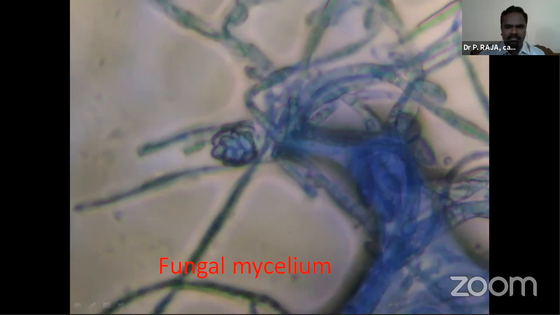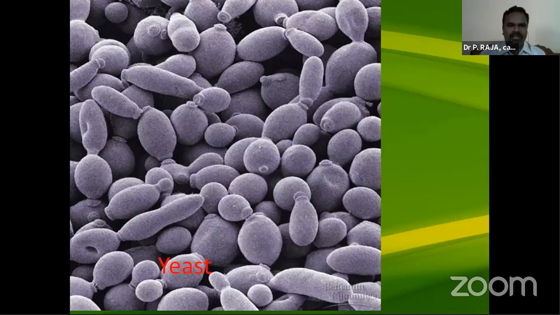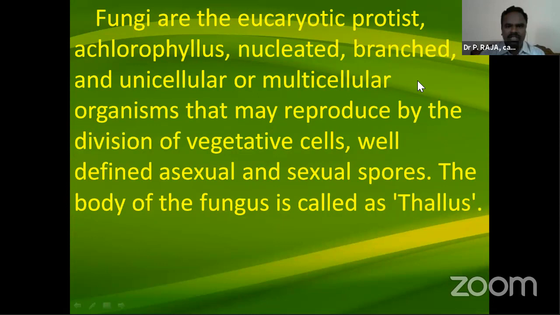And as already said, fungi are eukaryotic protists, achlorophyllous and nucleate. It may be unicellular or multicellular organism. It may reproduce by division of vegetative cells, and by well-defined asexual and sexual spores. The body of the fungi is called the thallus. The whole body we call the thallus.